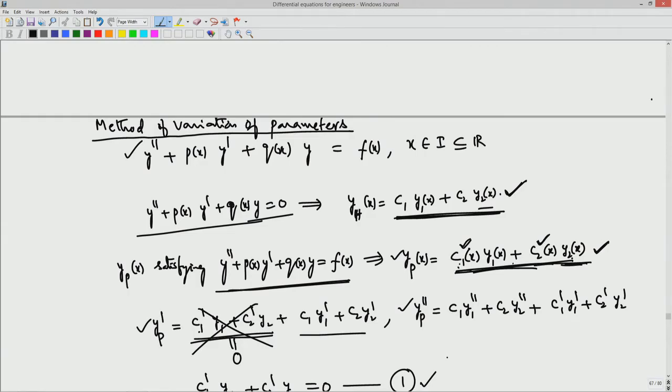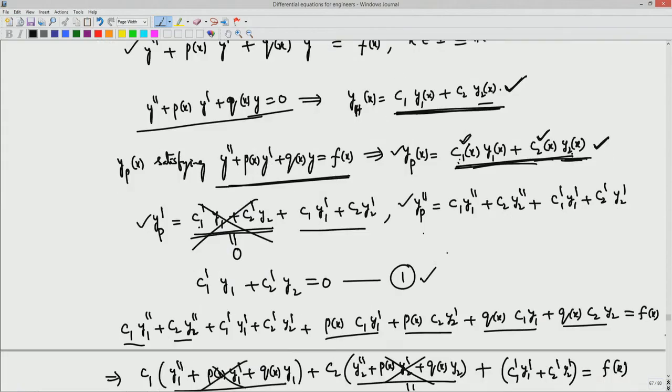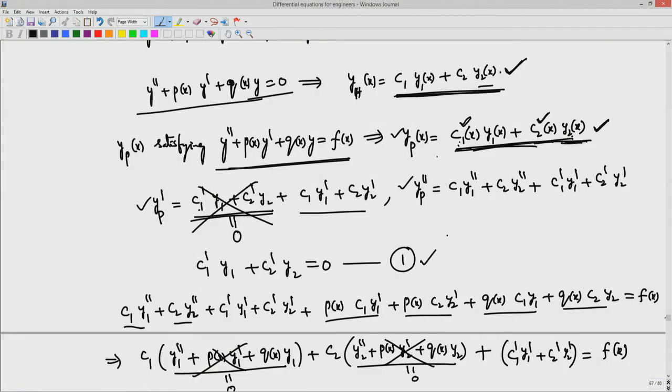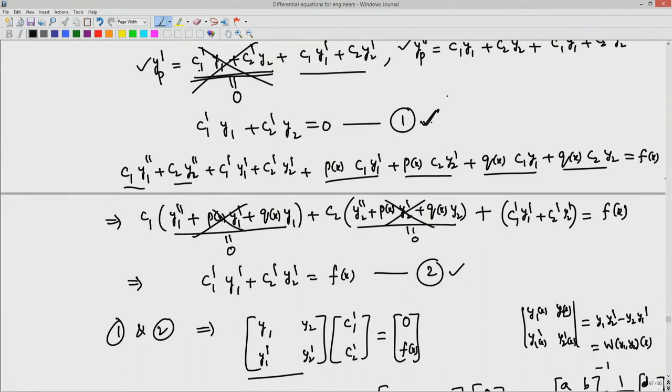Along with that, you add this yp with yh, which will give you the general solution. So that is the procedure I explained. You consider its derivative, and you impose a condition that this part is 0, so that gives you condition 1. Then you differentiate yp dash after imposing this condition, and substitute back into the equation, which gives you the second equation.